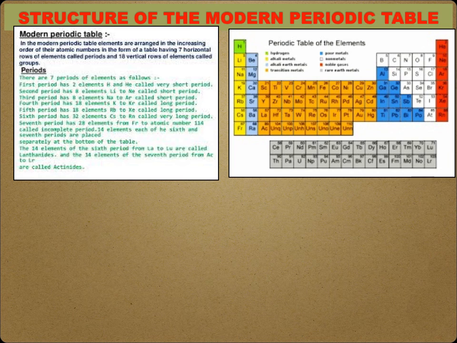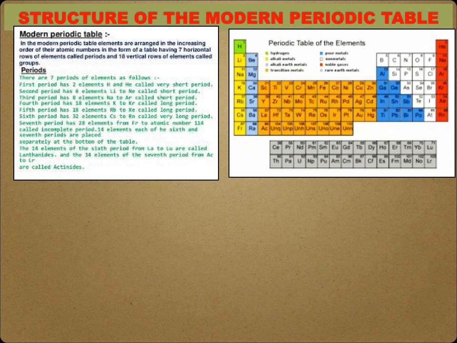Apart from these 7 rows, 2 rows are shown separately, as you can see at the bottom of the periodic table. These are called the lanthanide series and the actinide series respectively. So altogether there are 118 boxes in the periodic table including the 2 series. It means that there are 118 places for elements in the modern periodic table. All the 118 elements are now discovered.